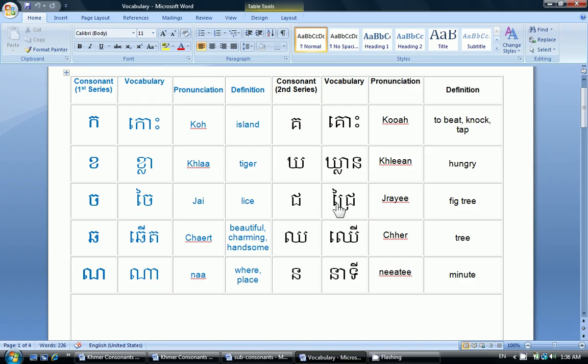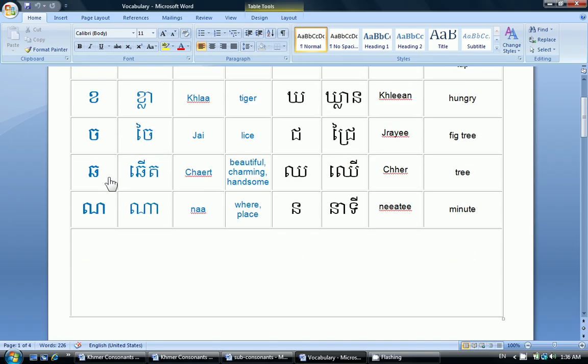Here is another subconsonant, ro. Okay, so jaw with ro, jaw. Okay, here's the I because this is the second series consonant. So the I becomes the A. Jaw with ro, jaw, jaw is the A, tree, fig tree. Okay.